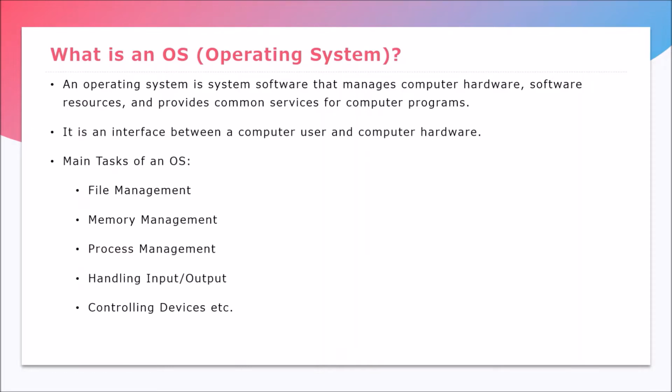What are the main tasks of an operating system? Operating system performs a long list of tasks, but mainly it is concerned with file management, memory management, process management, handling input-output files, and controlling the peripheral devices. So what are the main examples that we have in today's world for the operating system? We have Linux, Windows, AIX, Unix, and Mac OS as an operating system.